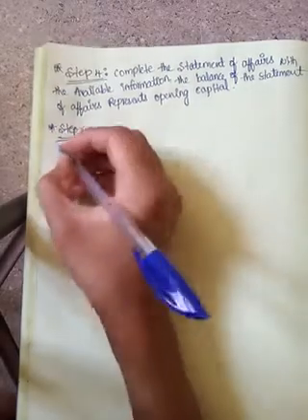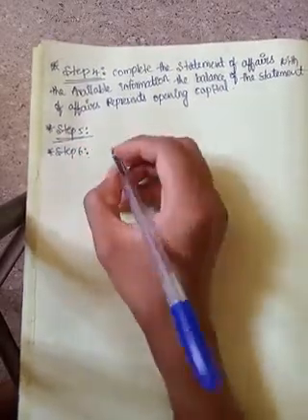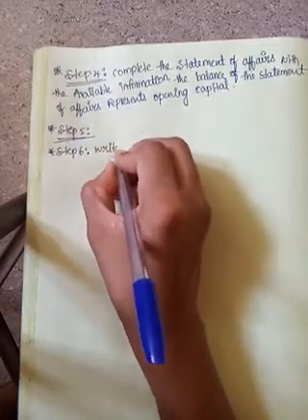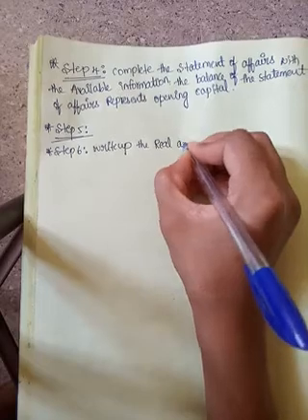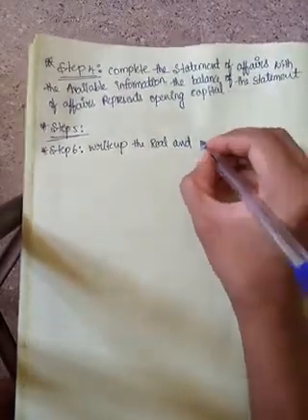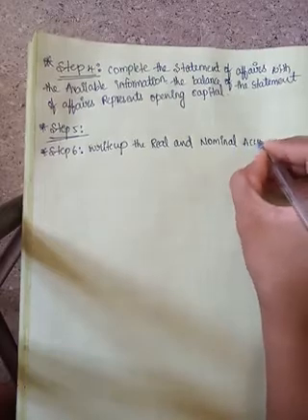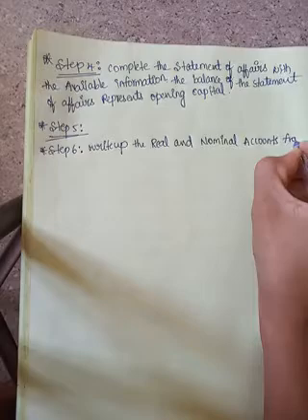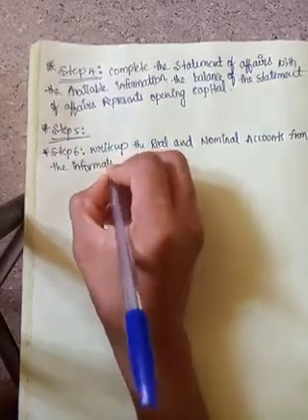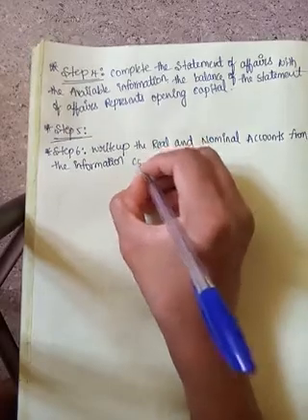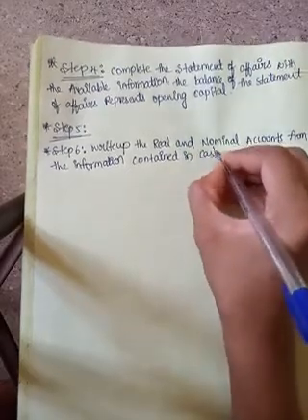So step 6 is write up the real and nominal accounts from the information contained in the cash book.